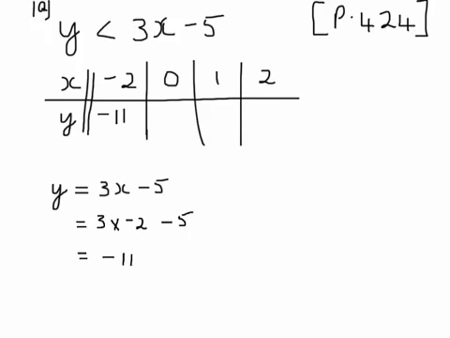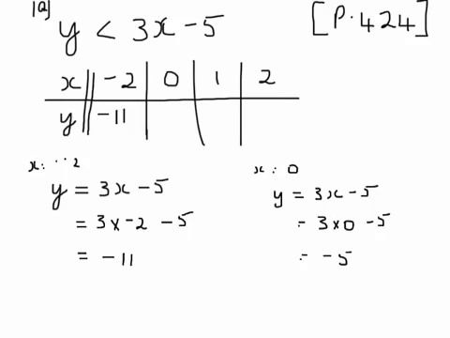Okay, the next one I've got to do, x is 0. That one was when x is equal to -2. This one will be when x is equal to 0. So in this case, y is equal to 3x minus 5 again, which means that it's 3 times 0, take away 5. So that's 0 take away 5, so I've just got -5 there. And I'm going to do the other ones, and I'll leave them for you to work out. But if I have x is 1, I'll do it actually so that you can see.